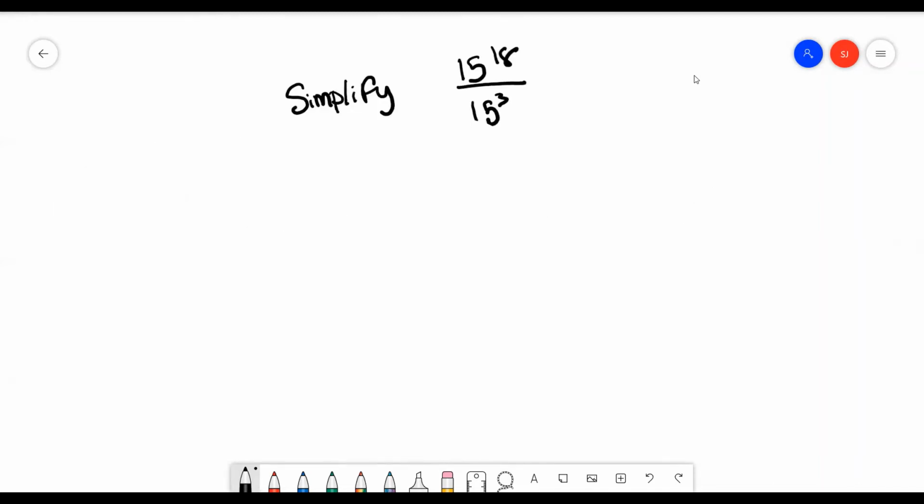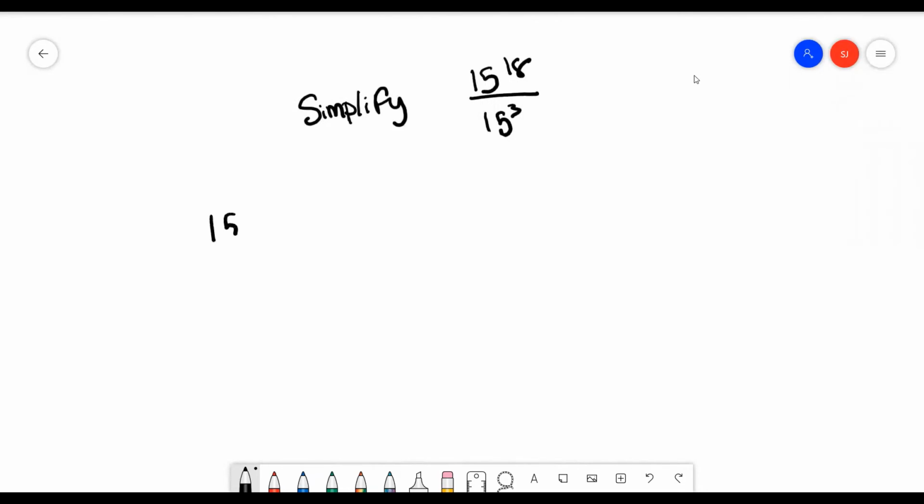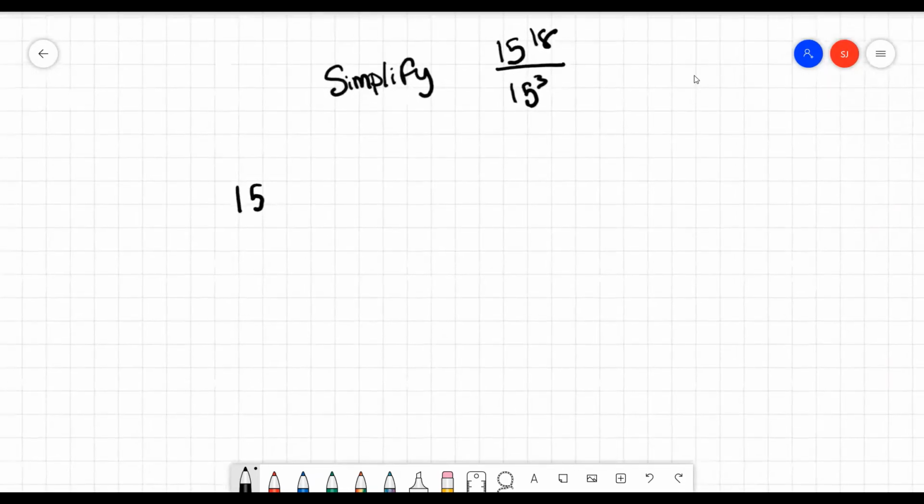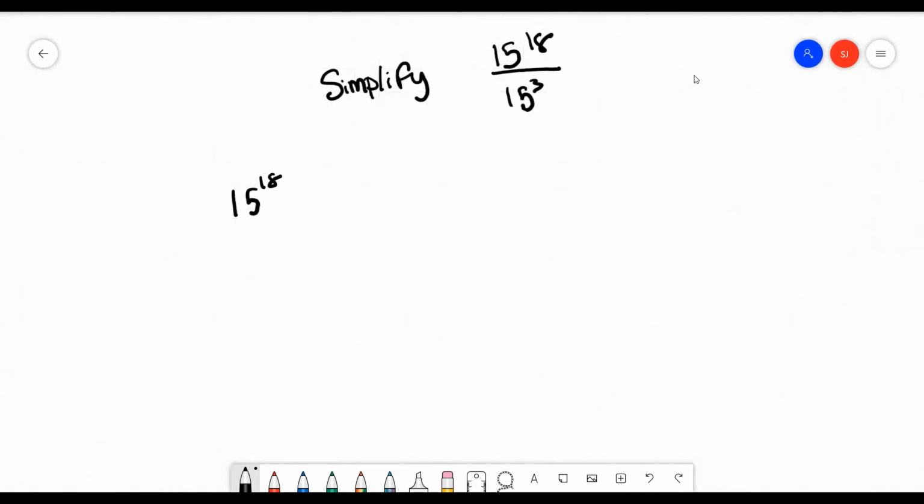Alright, next problem. 15 to the power of 18 divided by 15 to the power of 3. Whenever you divide, this is the same thing as 15 to the power of 18 minus 3, and that we all know is 15 to the power of 15.